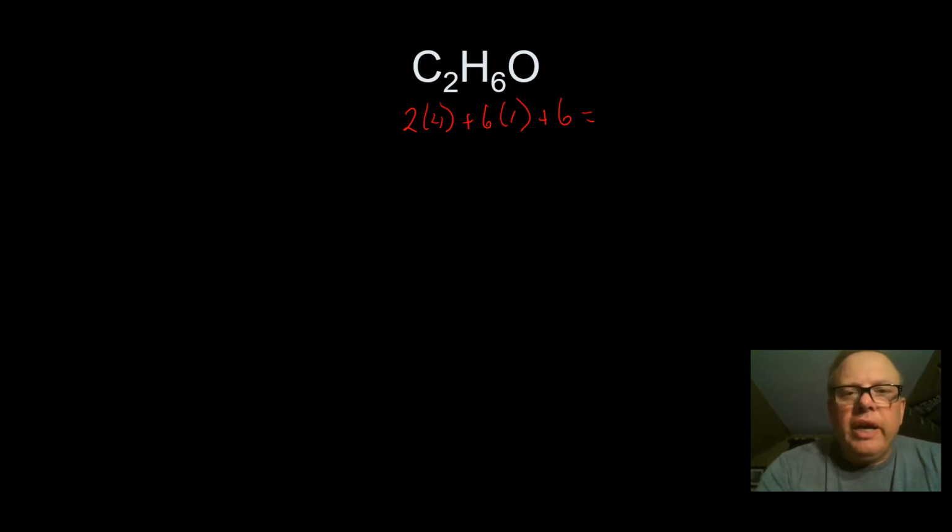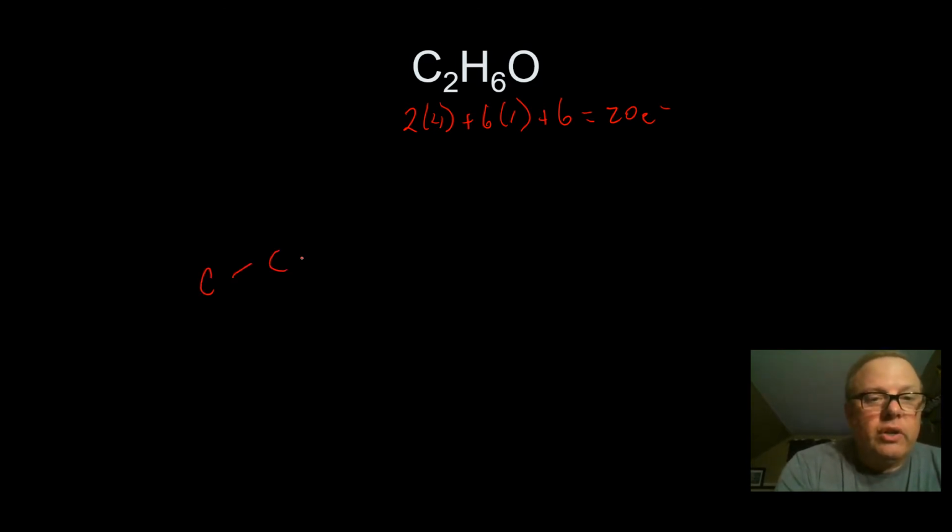That gets me to 8. 8 and 6 is 14, so this will be 20 electrons. So my final structure has to have 20 electrons in it. And the carbons and the oxygen must have an octet. I can't make this work unless they have an octet. So the first thing I'm going to do is chain together the carbons. And then I'm going to add the oxygen to it and a hydrogen like this.